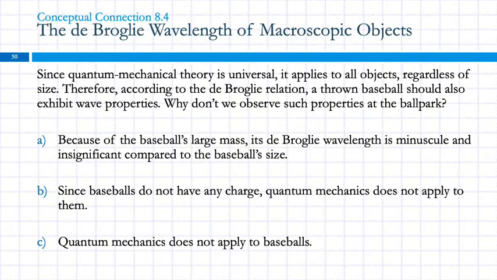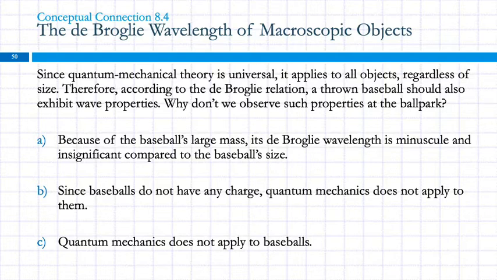So here's a thinking question. Since quantum mechanical theory is universal, it applies to all objects regardless of size. Therefore, according to the de Broglie relation, a thrown baseball should also exhibit wave properties. Why don't we observe such properties at the ballpark? As an open-ended question, this would be very challenging for a 1A student. But it's multiple choice, so we should be able to evaluate these three choices.